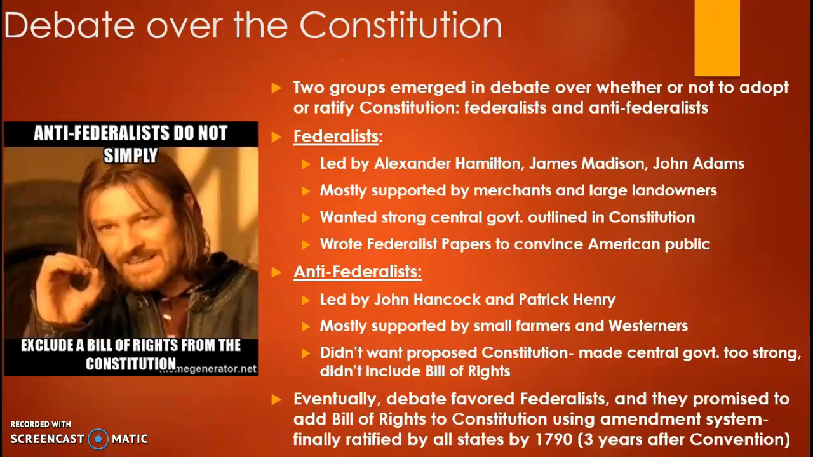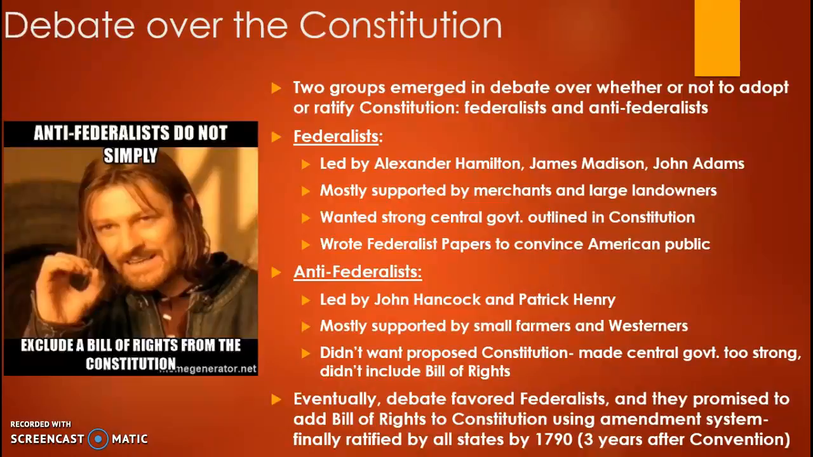Finally, to close this up, we did have a huge debate over the Constitution. It was enough of a debate to get it written in the first place, but then we had to figure out what to do with it and how to actually adopt it as our plan. So 2 huge groups emerged when they were debating over this: the Federalists and the Anti-Federalists. We had talked about these guys before, but just as a recap, the Federalists were led by Alexander Hamilton, James Madison, and John Adams. Those are the guys that wrote the Federalist Papers to try and convince the American public that this is the right thing to do.